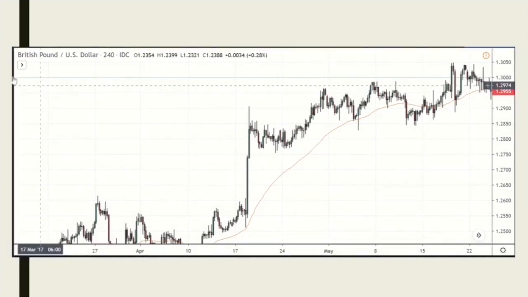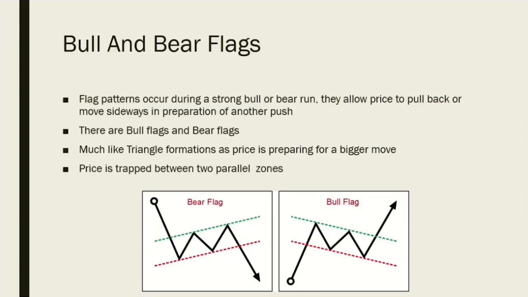So onto bull and bear flags. These are flag patterns, and they occur during a strong bull or bear run, just like the triangles. With a bear flag, price is coming down. The flag kind of pushes it up a little bit, so it's like a pullback. It's effectively price pulling back in preparation of a bigger push, and then price will eventually be bearish by the end of it, and that's how a bear flag works.